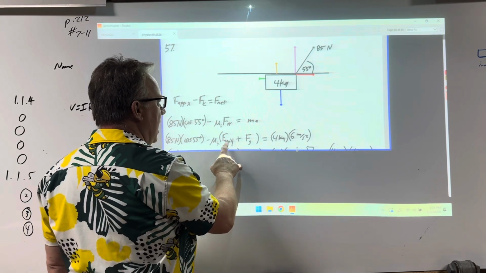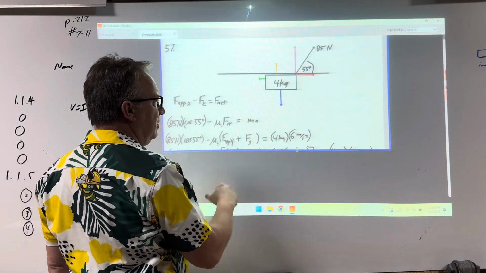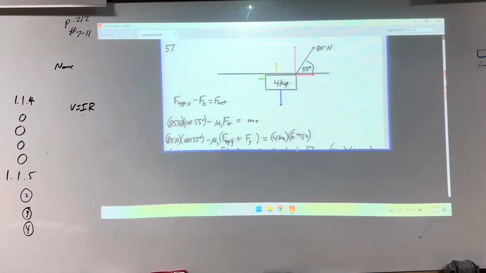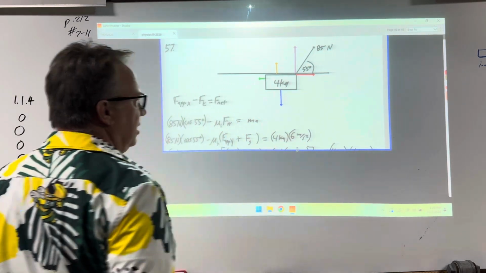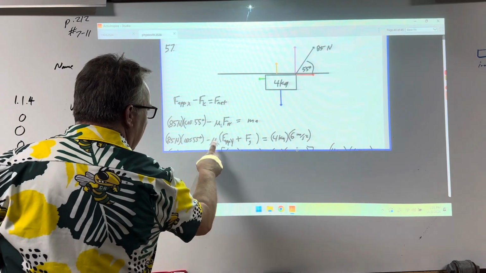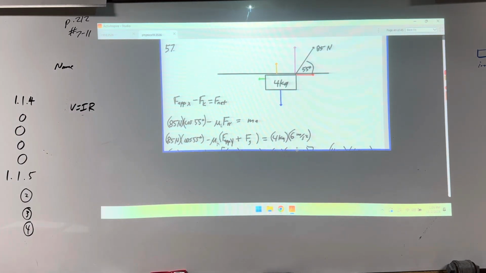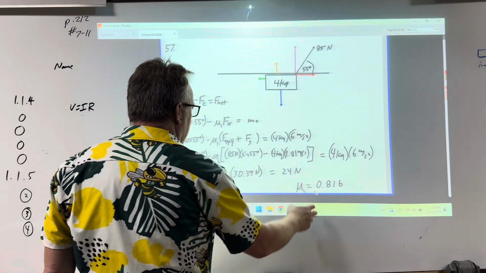So I have the applied force and the force of gravity. I'm going to make that one positive and this one negative this time. And you're going to get 4 kilograms times 6 meters per second squared. We already have that, so we're looking for this guy. Once you put all the numbers in and solve for the coefficient of friction, it's 0.816.